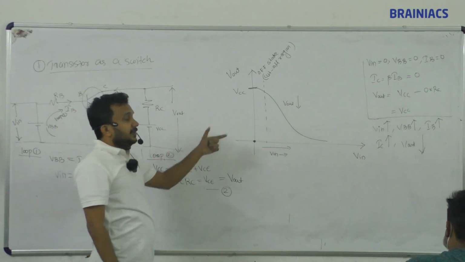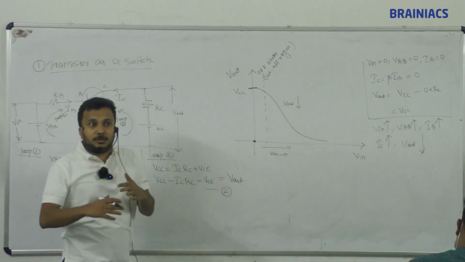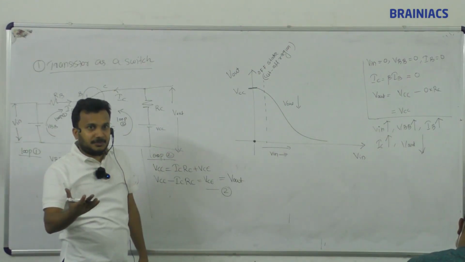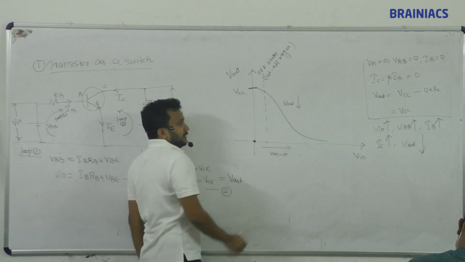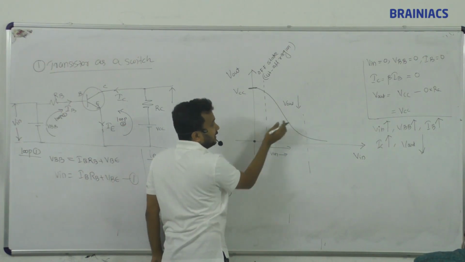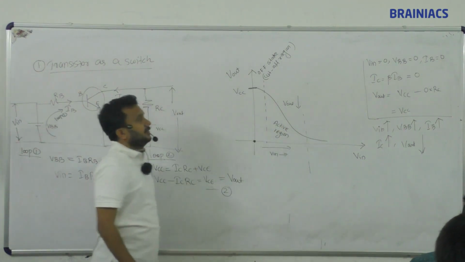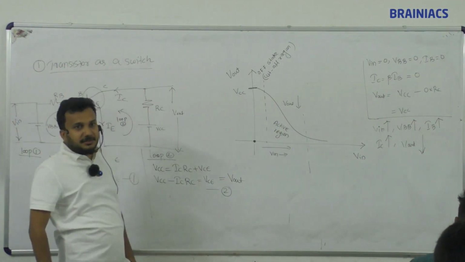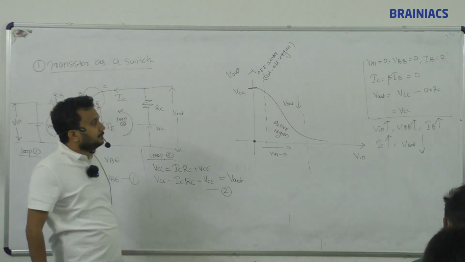Next, V in increases. When V in increases, IB increases. The transistor is now turned on and the transistor is active. So the next section of this line, this region where the transistor is active, is called the active region. So off state, cutoff region, and then active. The transistor is active because you are giving voltage.